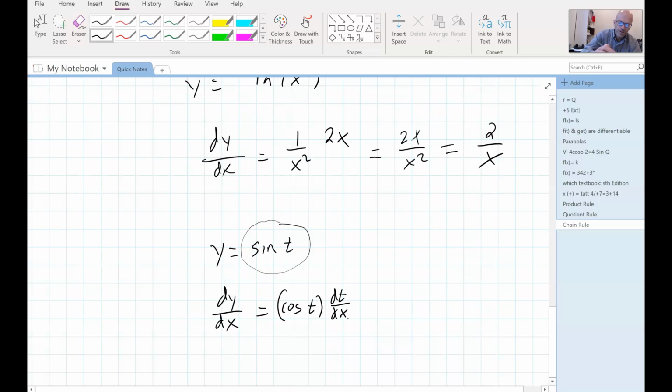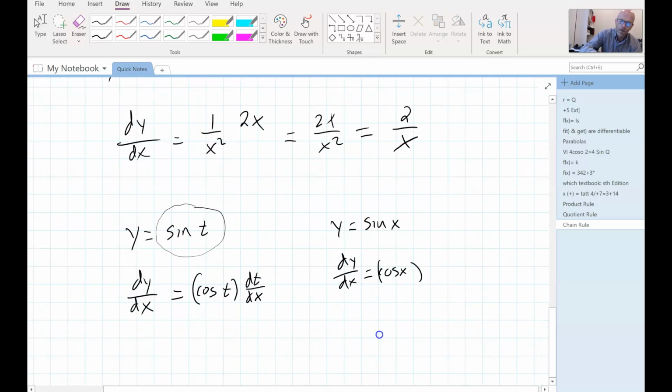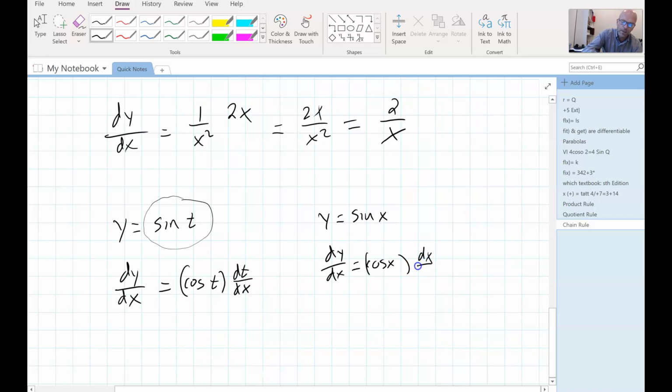Okay? So compare that to y equals sine of x. If I take dy dx, well, I get the derivative of sine is cosine of x. Then I multiply that by the derivative of x, which is dx dx. And of course, dx dx is just 1. This is saying, how is x changing compared to how x is changing? Well, they're changing the same, so it's a 1-to-1 correspondence, so that would just be 1. So it's just cosine x. All right.